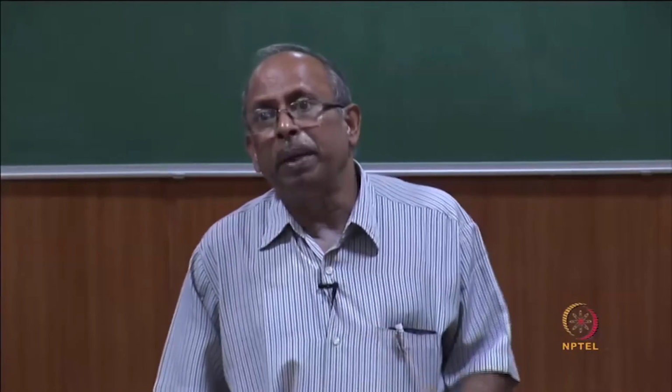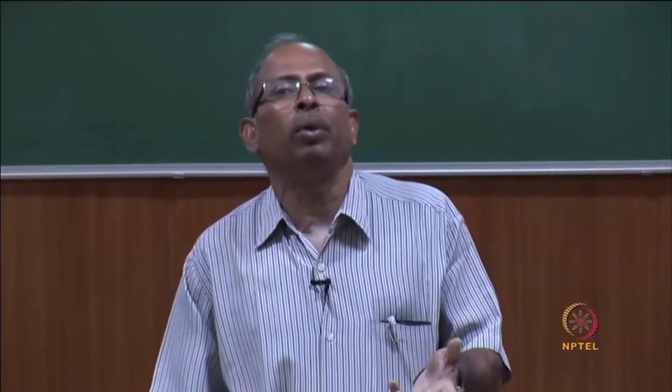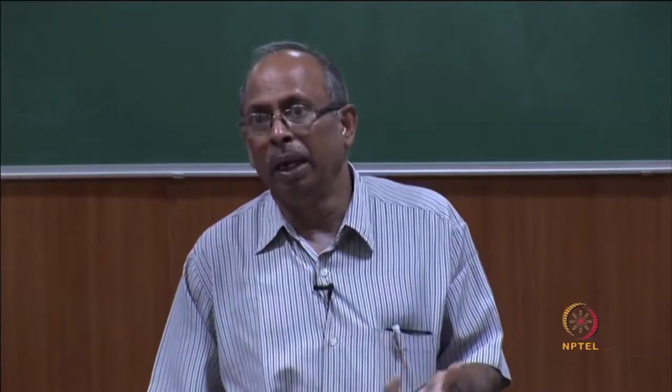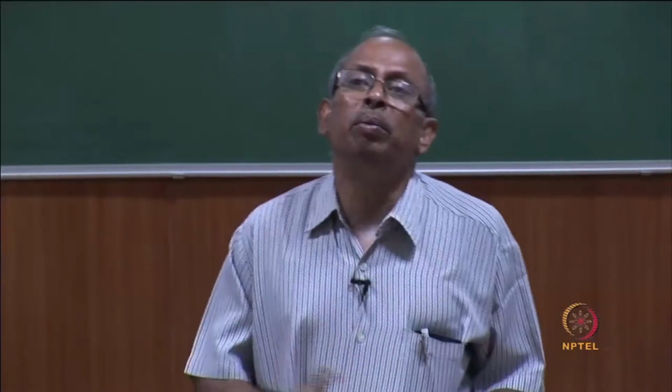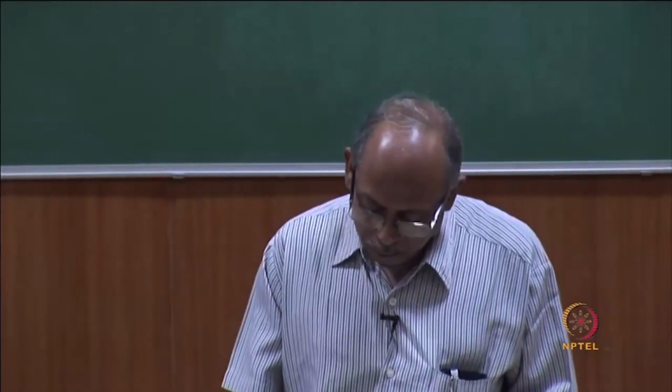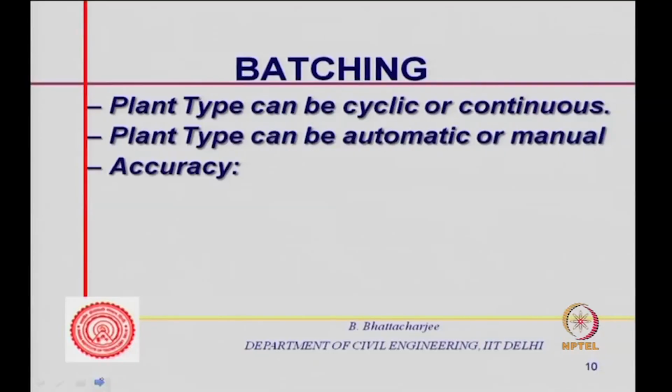Now, plant type can also be automatic and manual. This is automatic. Most of the batching plants today with the RMC plants would be automatic. In a manual plant, weighing would be done manually. Small batching plants could be manual.